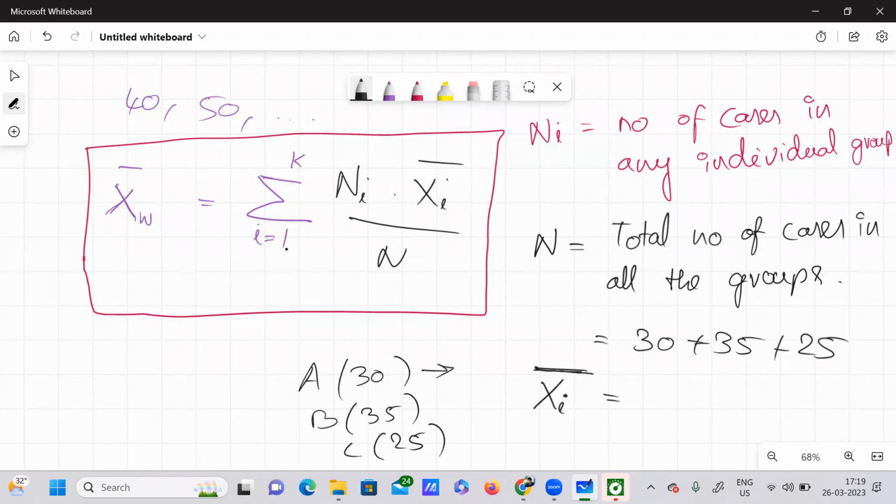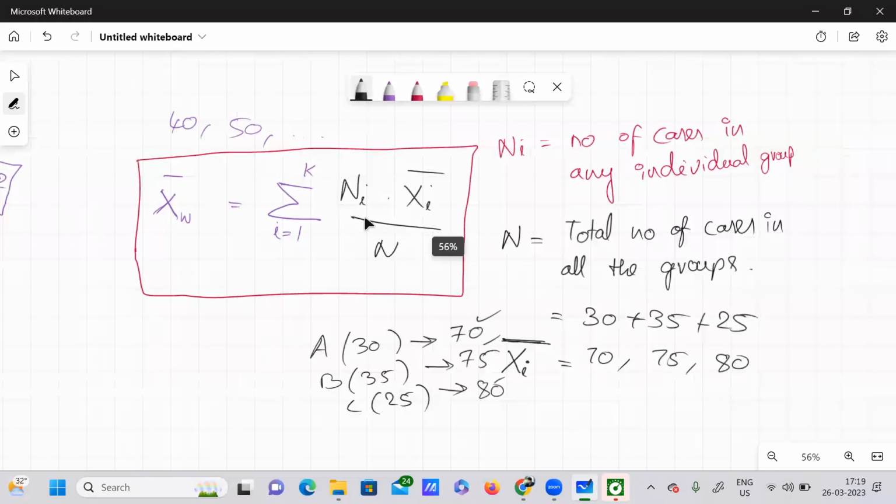For example, the mean for section A is maybe 70, the mean for section B is maybe 75, and the mean for section C is maybe 80. So these are all the individual means. Whenever I say Xi bar, it means the individual group's mean. So Xi bar could be 70, 75, or 80. These are three different means belonging to three different individual groups. So this is all about the weighted average.